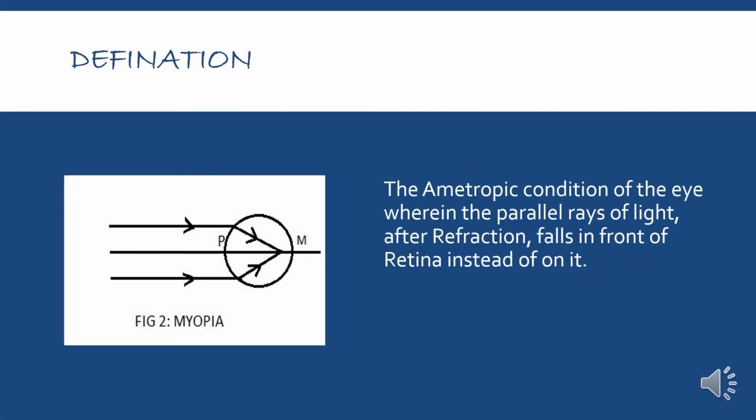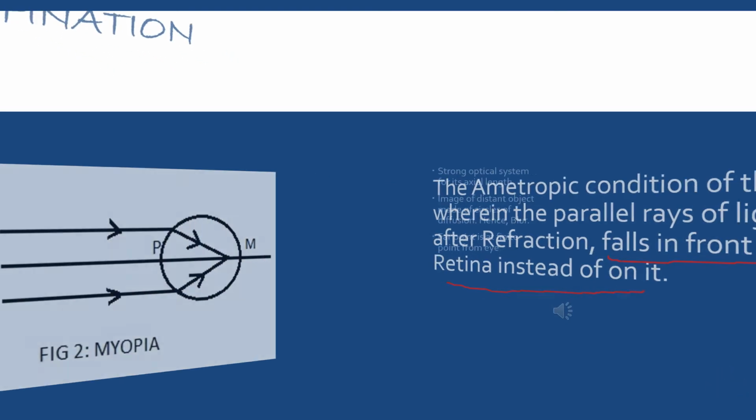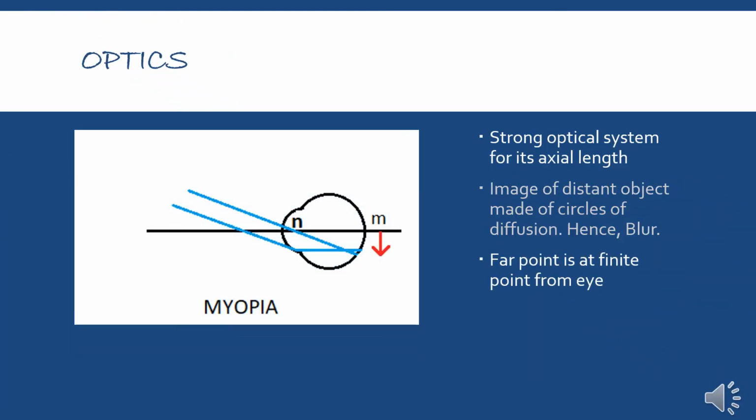So what is myopia? The ametropic condition of the eye where the parallel rays of light, after refraction, fall in front of the retina instead of on the retina. Optics of the myopic eye. In a myopic eye, we see that it has a strong optical system for its axial length. What do you mean by strong optical system? We know the lens and cornea have a specific curvature, but in myopic patients this curvature is greater. So due to this there's more convergence and the image is formed in front of the retina.